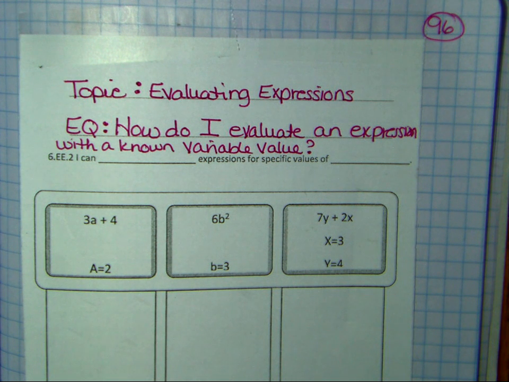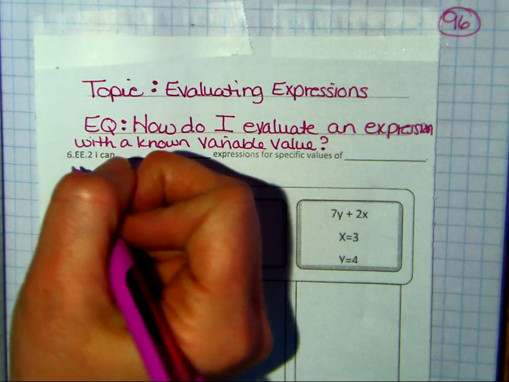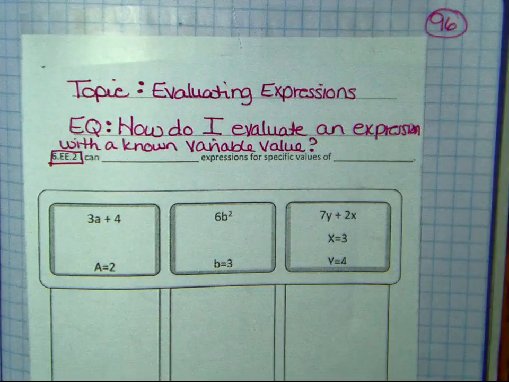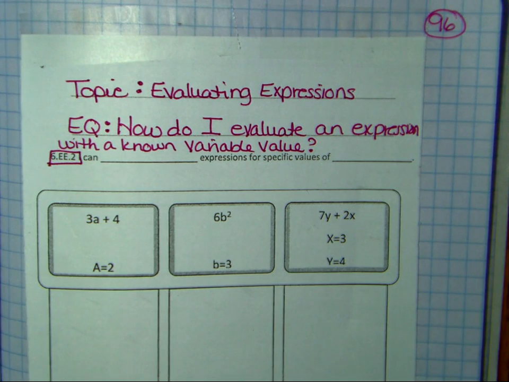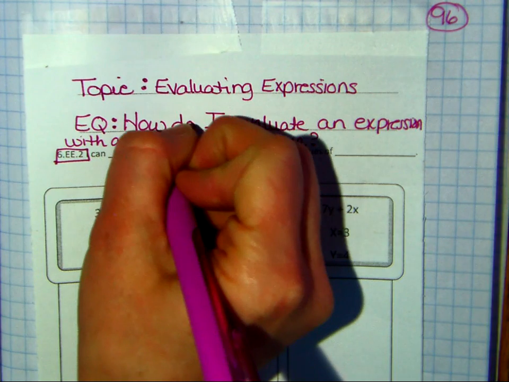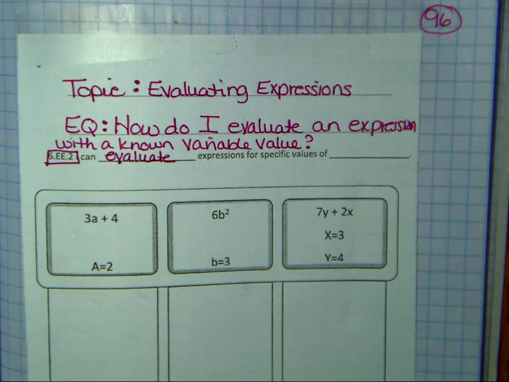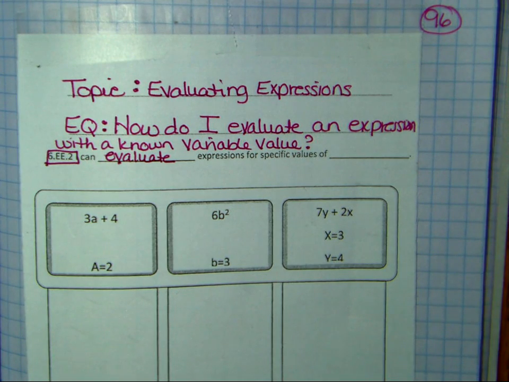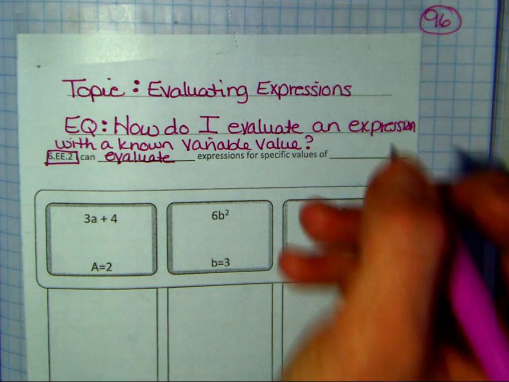Okay, so our standard for today is 6EE2, and you should be able to evaluate expressions for specific values of variables.